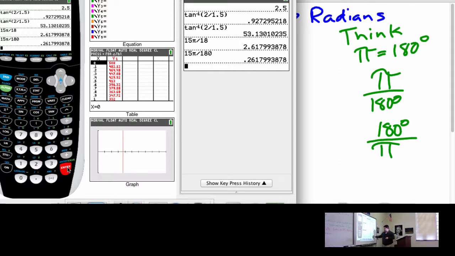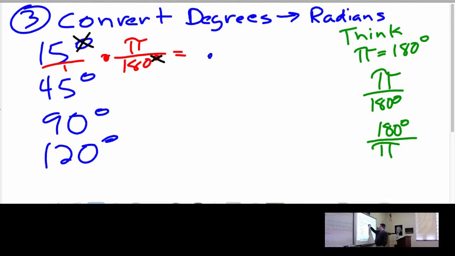But that's right, yeah, it's 0.26, right? So this is 0.26 radians. Now here's the cool thing, we just got to do that for all these, right? Technically I should put radians in the rads.